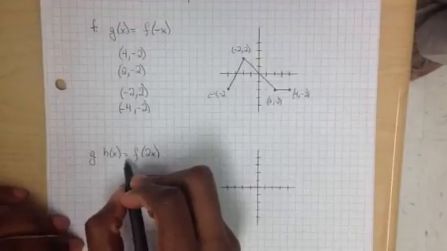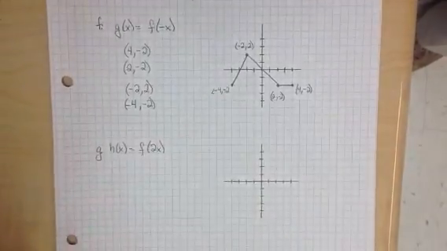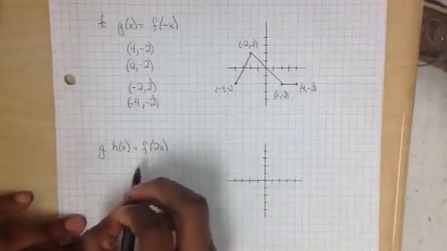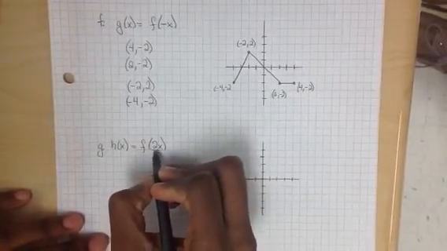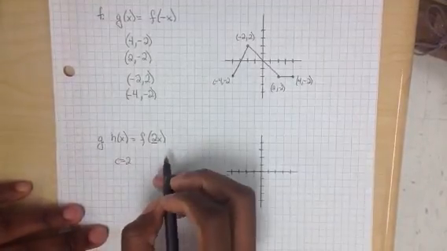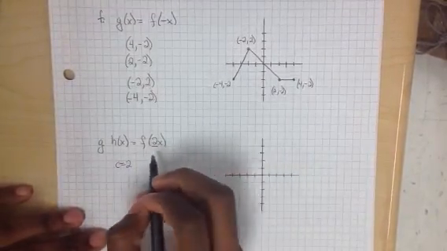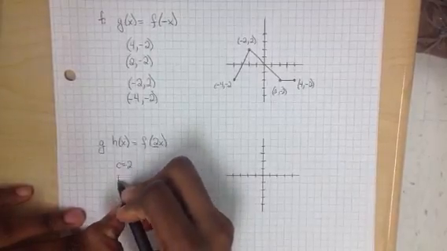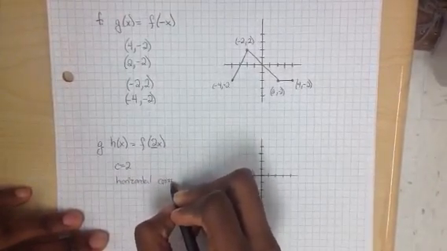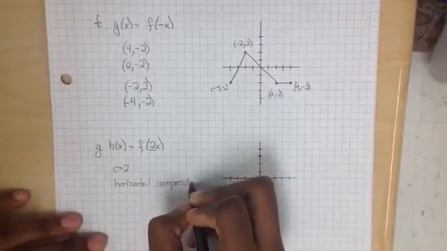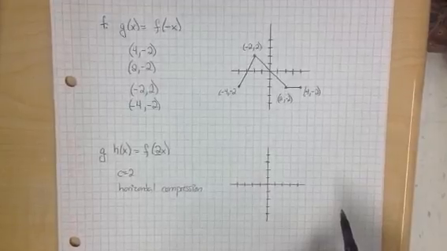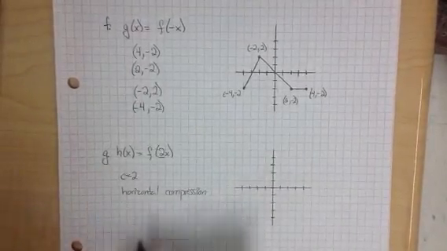We have to find the f of 2x. So the thing to remember here is that if this value, let's just call it C, so C equals 2, is greater than 1, which it is, then it's a horizontal compression. And this basically just helps you with your final answer. You can pretty much reason it out that it's a horizontal compression.